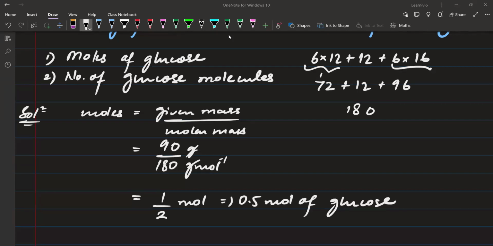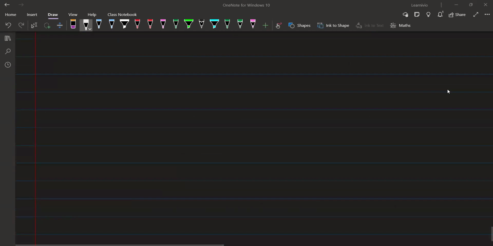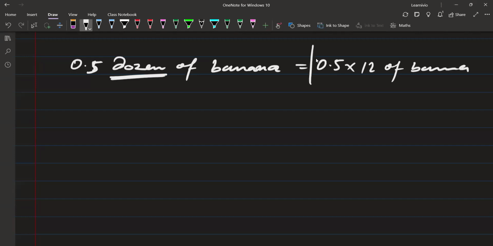We're just waiting for Adil now. Take one thing: 0.5 dozen of bananas. How many bananas? Just tell me. That means how many bananas? 6. How do we get 6? We write 0.5, then we write the value of dozen. What is 1 dozen? That is 12, of banana. Make sense? You understand this logic?